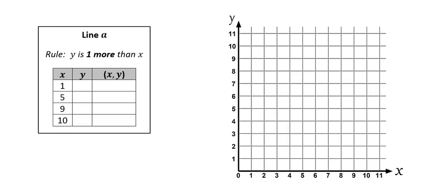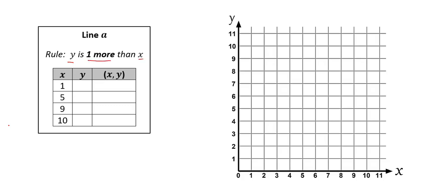This tutorial is for 5th grade, Module 6, Lesson 9. In this lesson, we're going to look at patterns between the x and y coordinates for lines on a graph. I have a graph and I have a table. The table is giving me a rule to follow to create coordinates that we can then plot on our graph to make a line. The rule says that the y coordinate will be one more than the x coordinate.